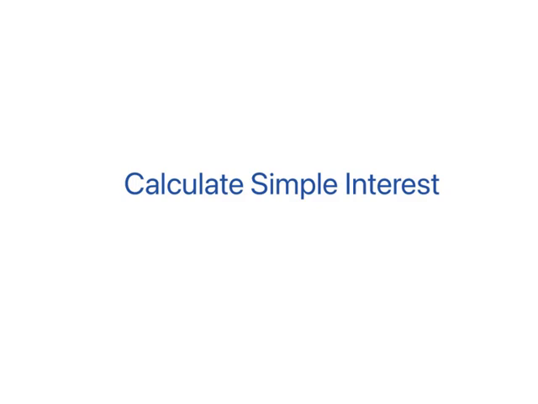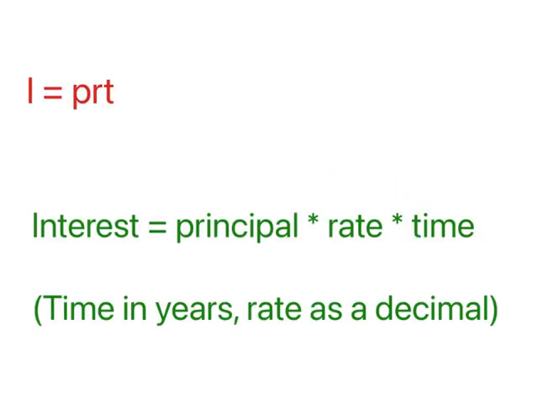Let's just calculate some simple interest. So first, remember that the formula for simple interest is I equals PRT, where I stands for the interest, so the interest that accumulates over time. Principal is the amount you start with.